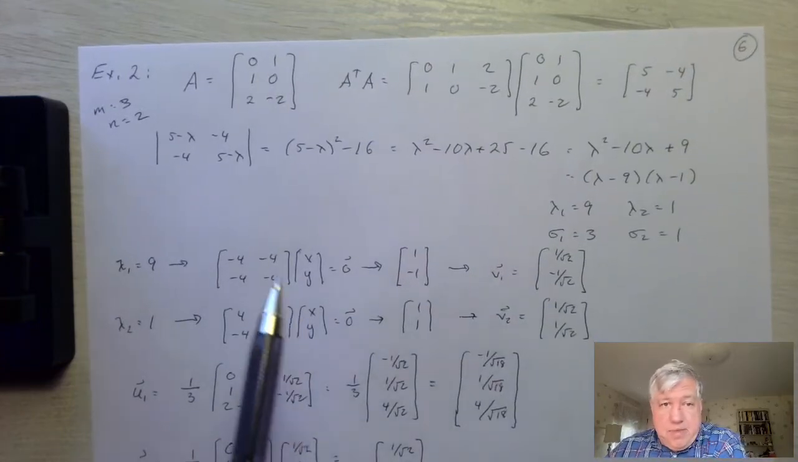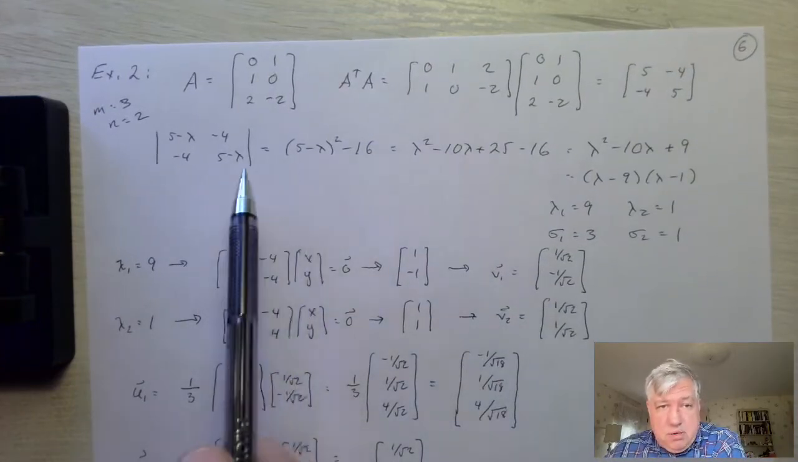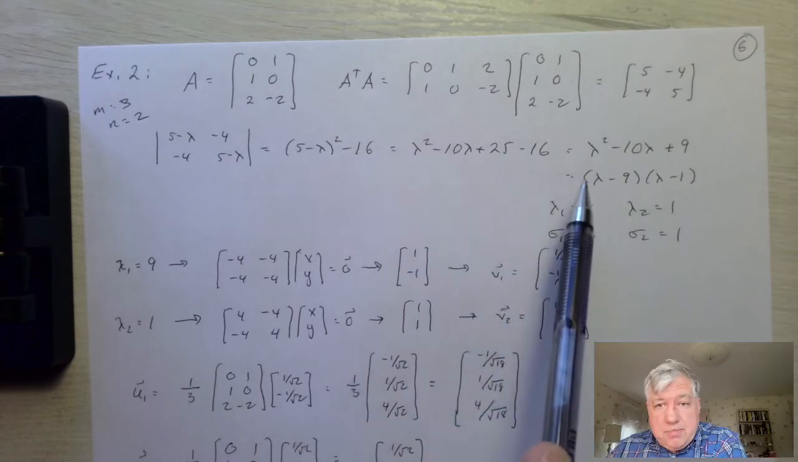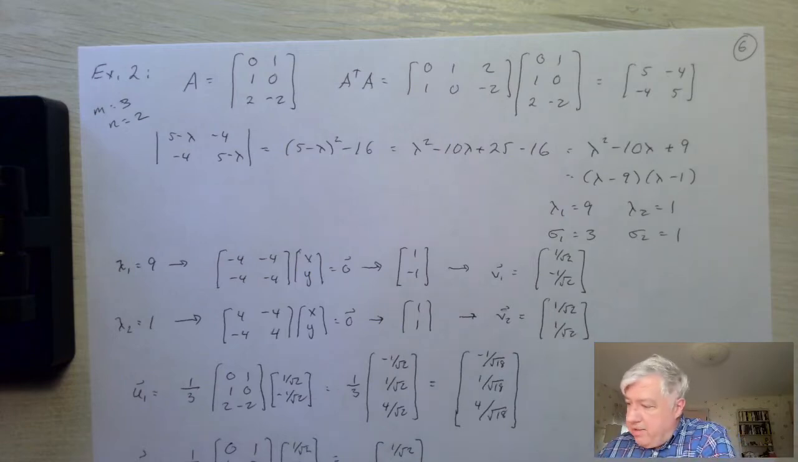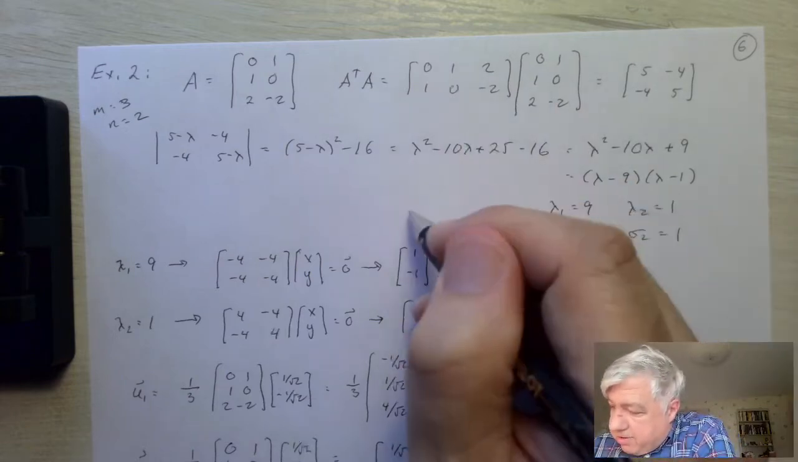We compute the characteristic polynomial, which becomes, after we simplify it, lambda squared minus 10 lambda plus 9. Fortunately, it factors, and so the eigenvalues you can see are 9 and 1. And if you take the square roots of those, you get 3 and 1, and these are going to be the singular values of A.